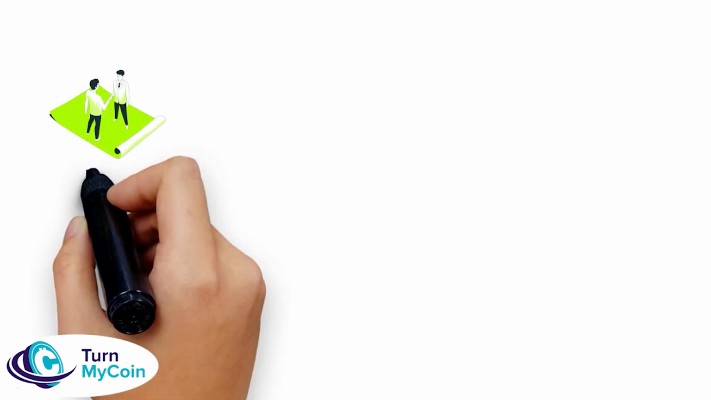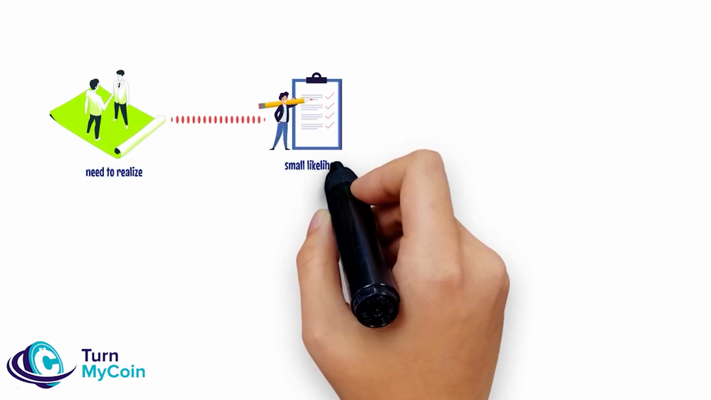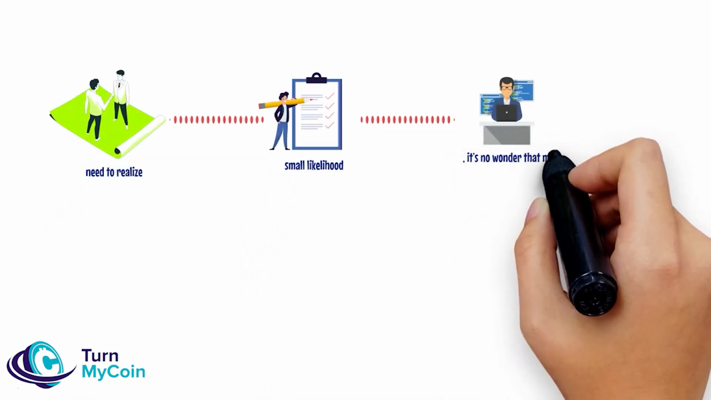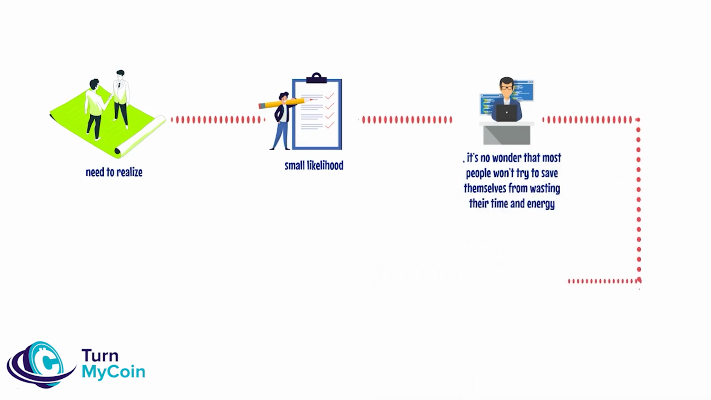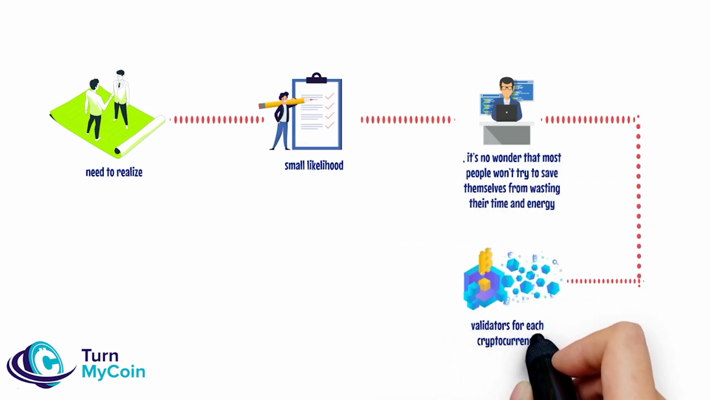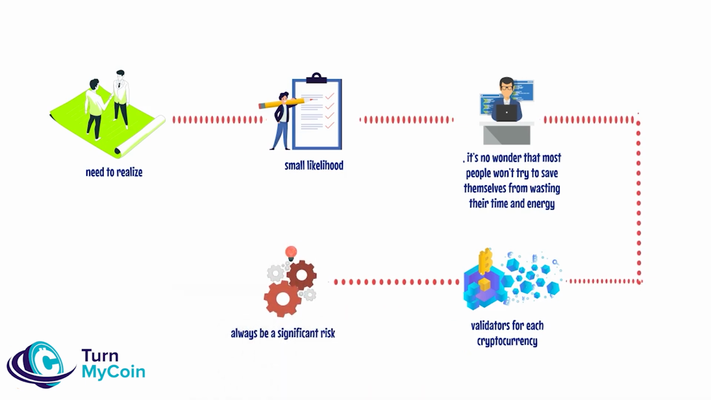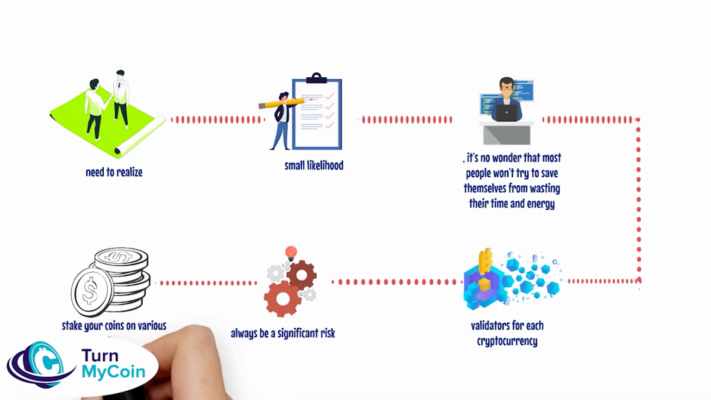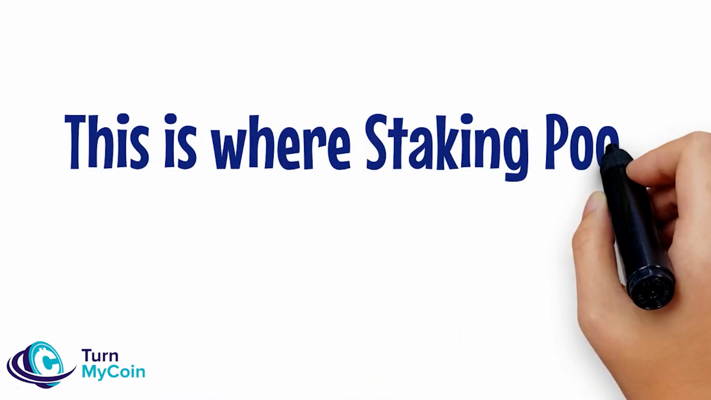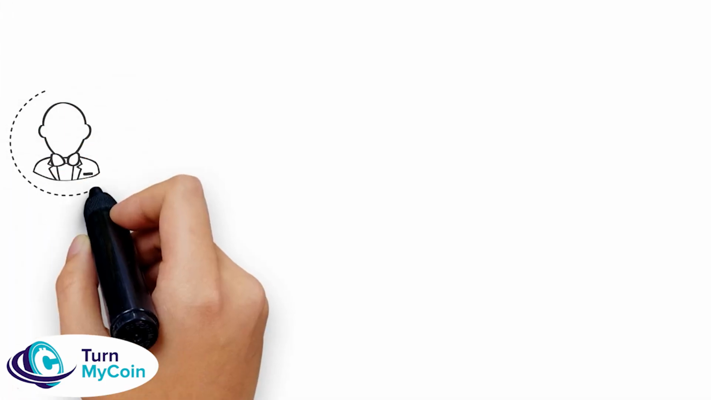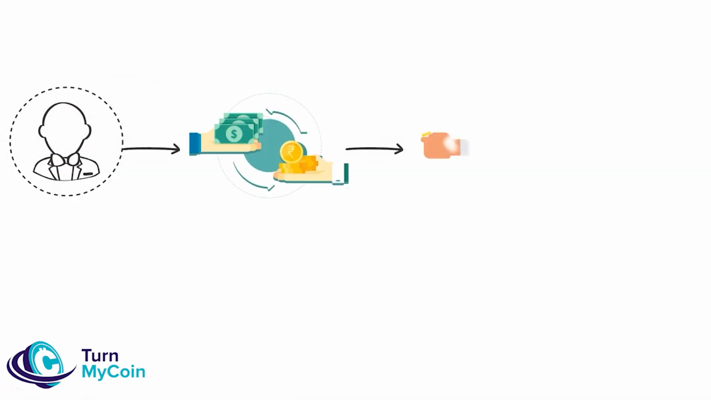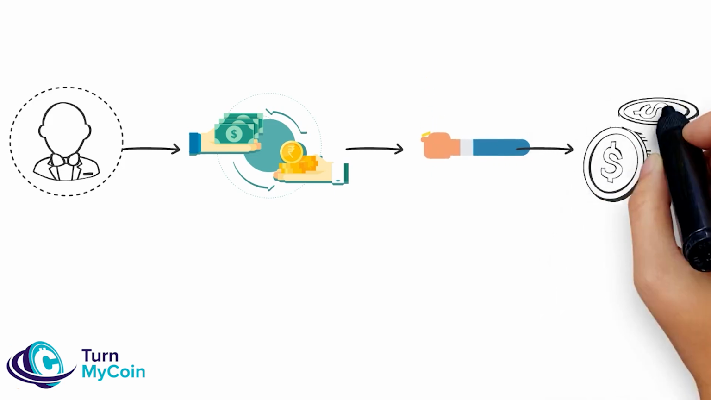What you need to realize is also the fact that with such a small likelihood of being chosen, it's no wonder that most people won't try, to save themselves from wasting their time and energy. With so few validators for each cryptocurrency, there will always be a significant risk when you stake your coins on various platforms. This is where staking pools come into play. Since we previously mentioned that the higher you stake, the higher would be your chances of becoming a validator, and hence the reward.